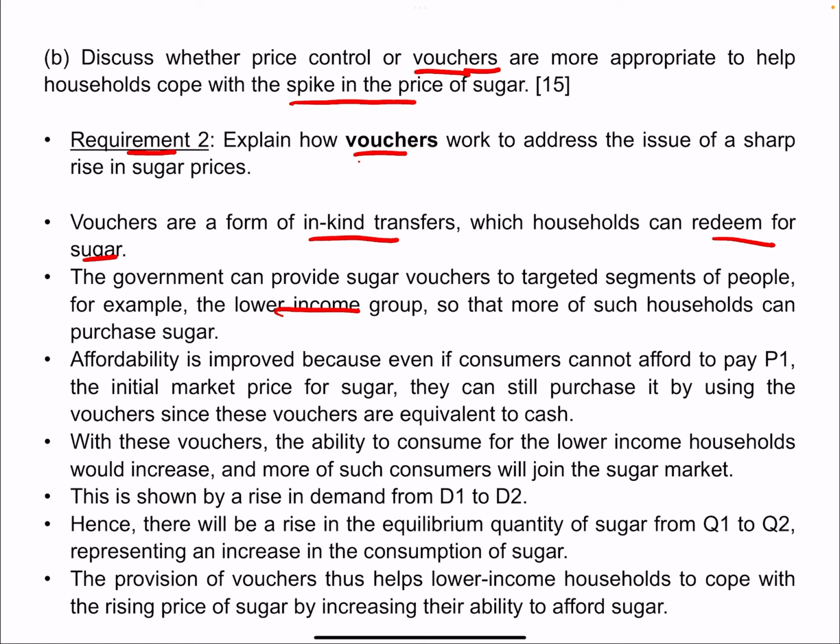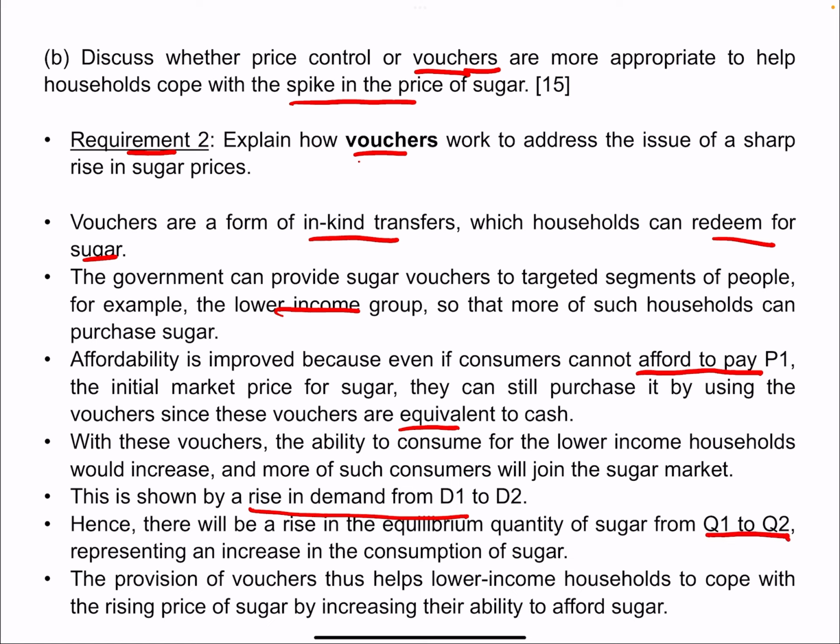So how does this improve affordability? Even if consumers cannot afford to pay P1, which is the initial price, they can still purchase it because these vouchers are equivalent to cash. Okay, so what is this P1 and diagram? Later we'll get to that. But basically with these vouchers, the willingness and ability of these consumers to buy sugar will increase. And so then the demand curve will rise from D1 to D2. And as a result, the quantity consumed by lower income households of sugar will rise from Q1 to Q2.